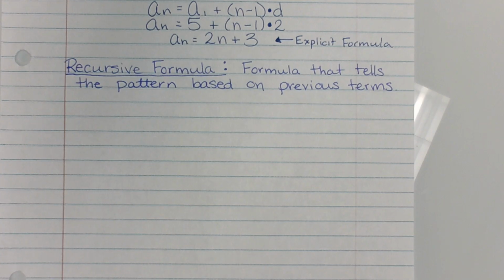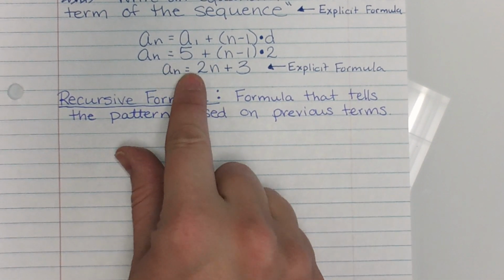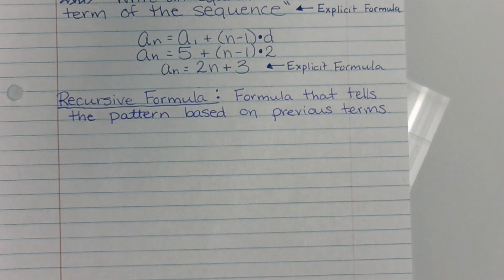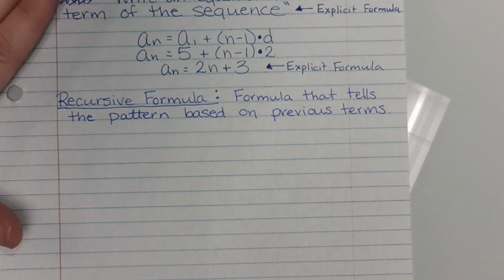Recursive formulas, recursive ideas are kind of a little more intuitive than explicit. Because if I showed you a sub n is equal to 2n plus 3, you wouldn't necessarily be able to look at it and be like, okay, this is the pattern. Could you figure it out? Sure, because you can plug in 1 and 2 and 3 and 4 and 5, and then you'd have your first 5 terms and you could see what's going on. Recursive formulas tend to be a little more straightforward.